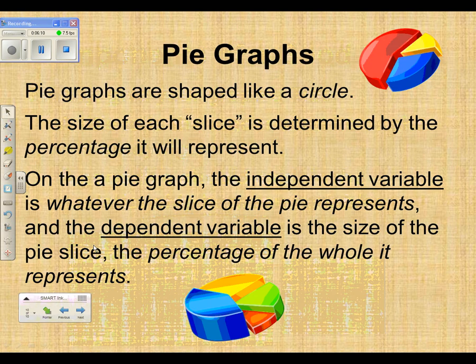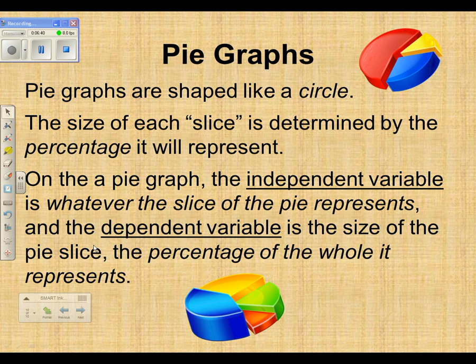And finally, pie graphs are shaped like a circle. The size of each slice is determined by the percentage it will represent. On the pie graph, the independent variable is whatever the slice of the pie represents. So each of the individual slices are the actual independent variables, and the dependent variable is the amount of, or the percentage of, that particular pie slice out of the whole.